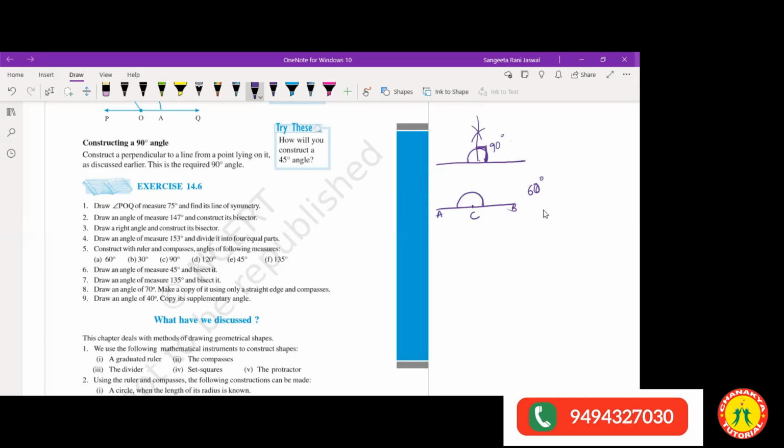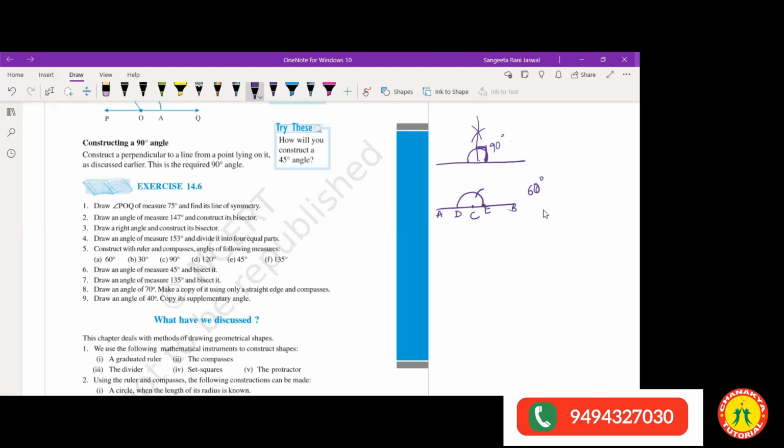Now, don't change the measurement of your compass. Keep the compass pointer at this point here. I call this point E. So keep your compass pointer at point E and make an arc which cuts this arc.